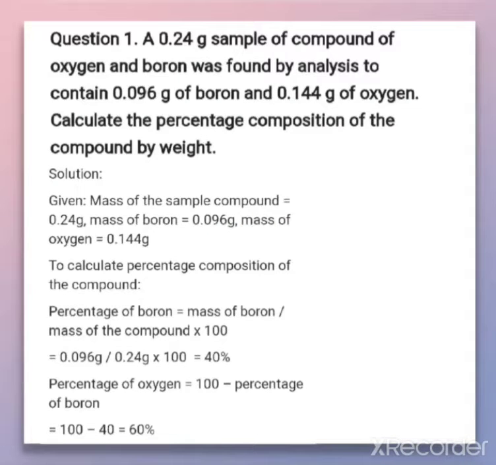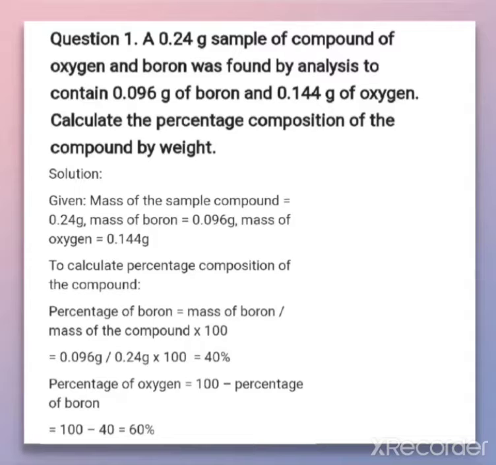Question number 1. A 0.24 gram sample of a compound of oxygen and boron was found by analysis to contain 0.096 gram of boron and 0.144 gram of oxygen. Calculate the percentage composition of the compound by weight. This is the question which is given here.